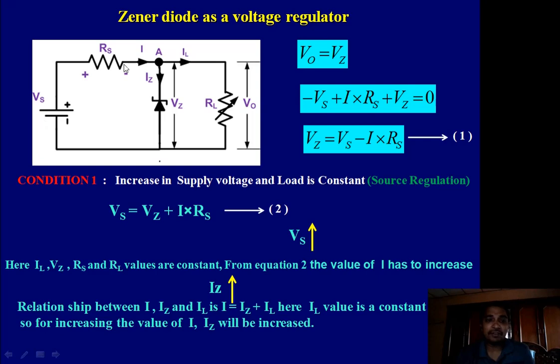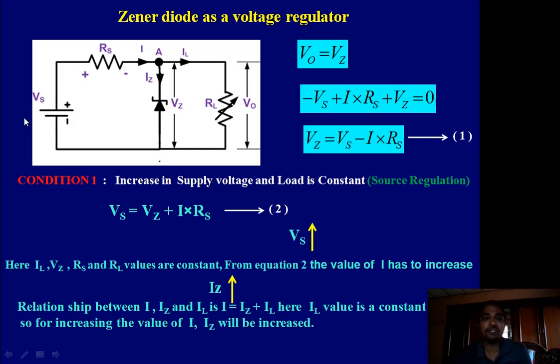In the last class we have discussed about Zener diode acting as a voltage regulator. Briefly I explained this. Input side voltage is Vs, output side voltage is V0. The regulator means you have to get a constant voltage. Two conditions it has to overcome.